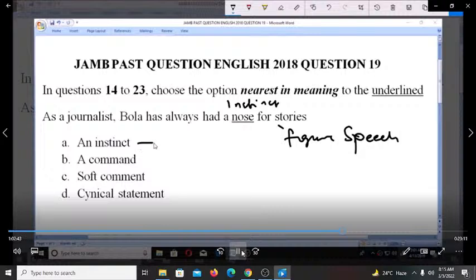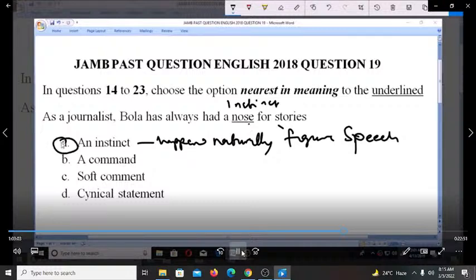Instinct simply means something you don't need to learn. It happens naturally. Understand? You don't need to learn it. You have instinct for that. Always had a nose for stories.